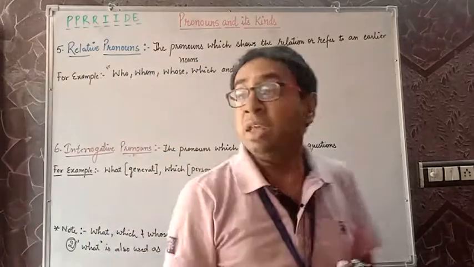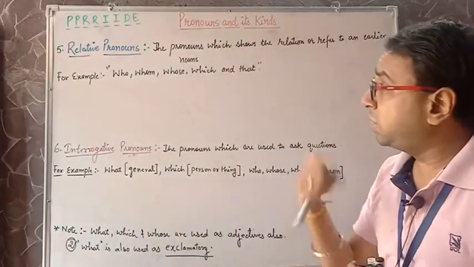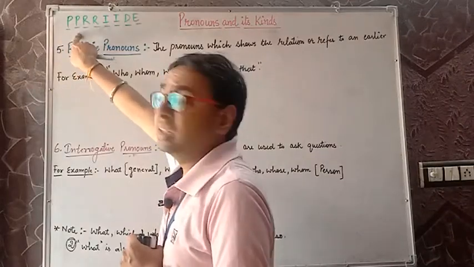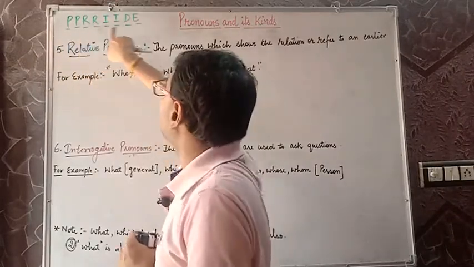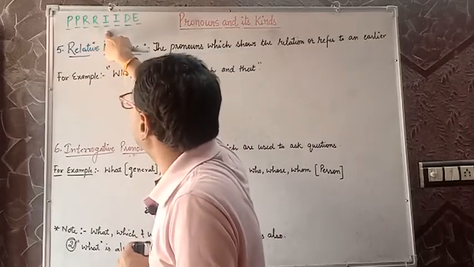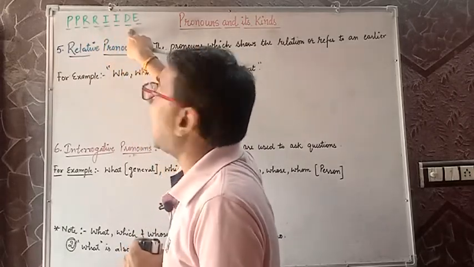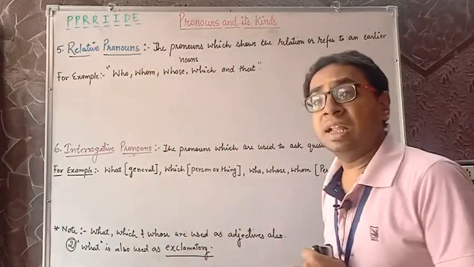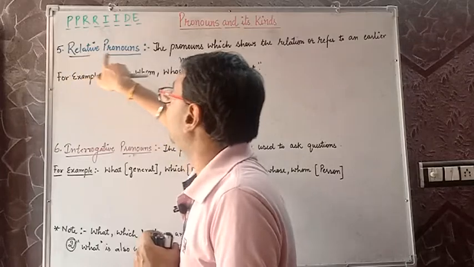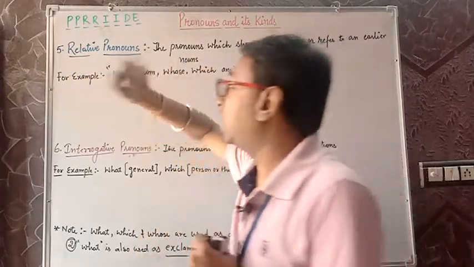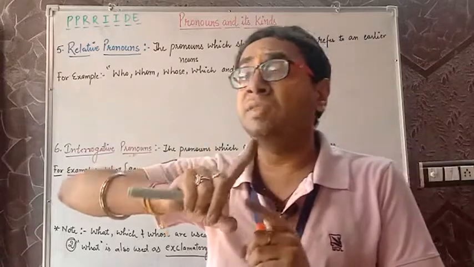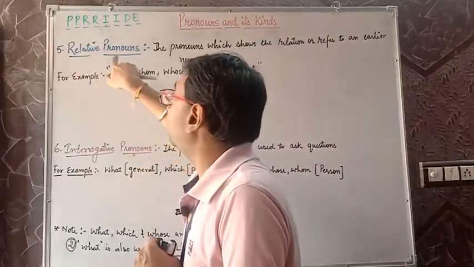Are we clear? So today, in the previous video we have already covered personal, possessive, reflexive and emphatic. Today we will be covering relative, interrogative, indefinite and demonstrative. So let's get started. The fifth type is relative pronoun. Relative means in relation. For example, your relatives. So that's what a relative pronoun is.